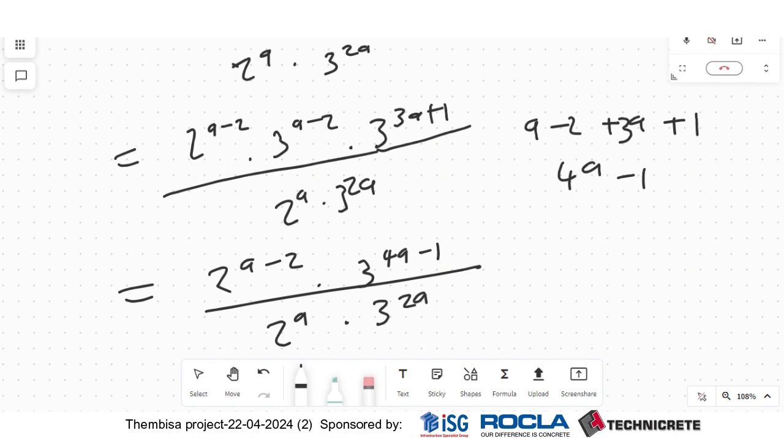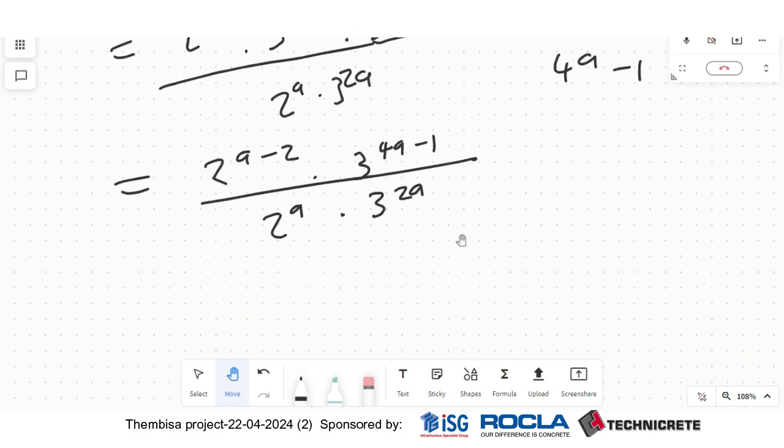And now we just use the laws of exponents again. If the bases are the same and we're dividing, we subtract the exponents. So a minus 2 minus a is going to give us just 2 to the power of negative 2. And 3 to the power of 4a minus 2a gives us 3 to the power of 2a, because 4a minus 2a minus 1.